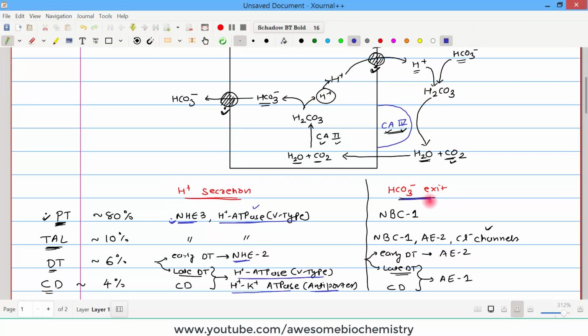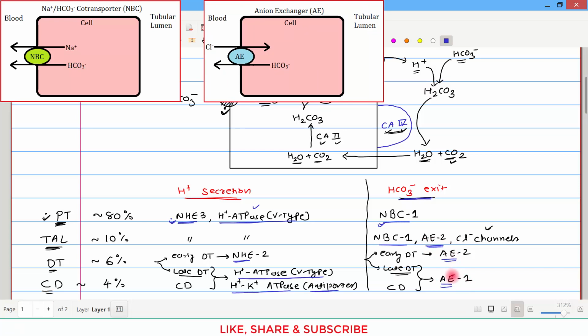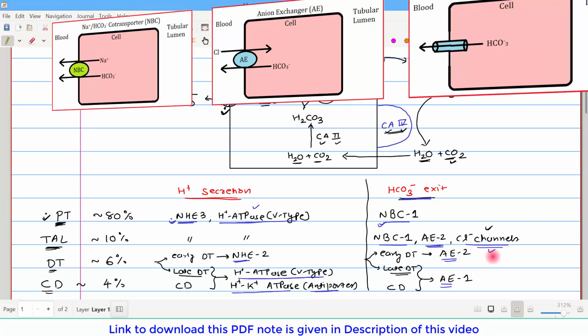Now let's look at bicarbonate exit. This NBC stands for sodium bicarbonate cotransporter. It is present on the basolateral side of the cell membrane, and it transports bicarbonate from the cell towards the blood along with sodium. If we talk about the anion exchanger, it is over here and over here. The anion exchanger exchanges anions. The first anion transported from this cell to the blood is bicarbonate, and this is exchanged with chloride. So that is about the anion exchanger. And the chloride channel is very simple: these channels are primarily meant for chloride transport, but bicarbonate can also utilize this channel to exit from the tubular epithelial cell.